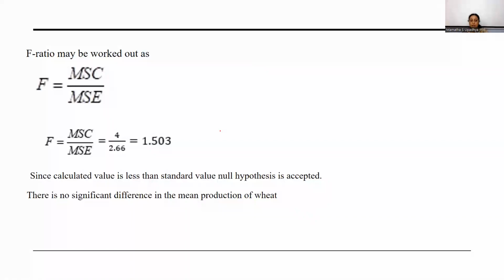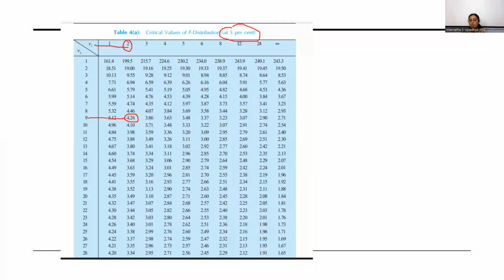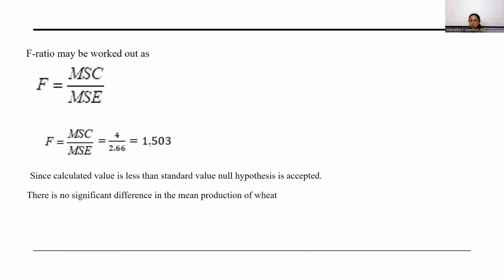Now let us compare whether our calculated value is lesser than the standard value or not. Okay, so the calculated value is 1.503 and our table value is 4.26. So since the calculated value is less than the standard value, the null hypothesis is accepted. So what's the null hypothesis? There is no significant difference in the mean production of wheat. So this is how we verify the problem with the help of the ANOVA table, whether the null hypothesis can be accepted or not.